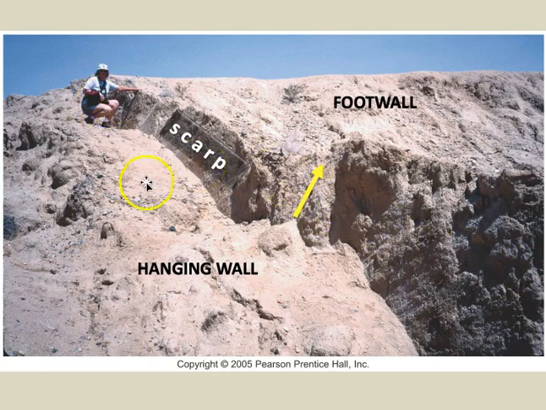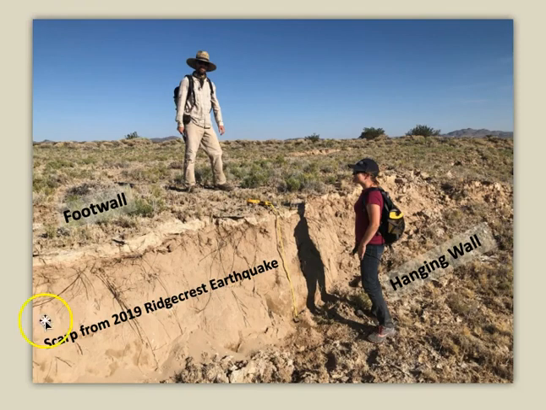This person is standing on the hanging wall, which slid downwards relative to the footwall. Here's another example of a scarp. This is from the earthquake that happened last year that you guys might remember. Gentleman here is standing on the footwall. The woman is on the hanging wall, which slid downwards along the fault surface.